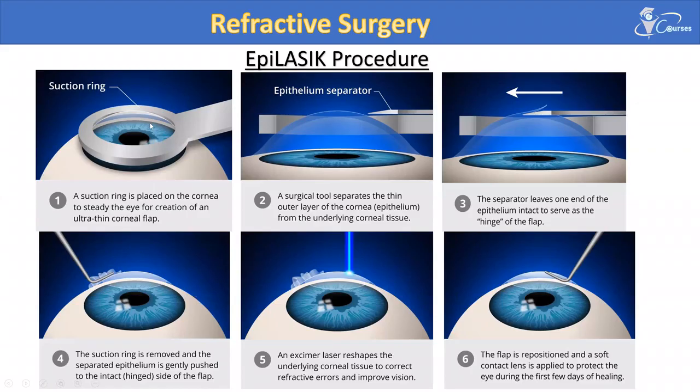Then we remove the suction ring, pull the epithelium gently to a side, do the ablation, and reposit the flap. So apart from LASIK, this is another way to create a flap. It's called epi-LASIK.